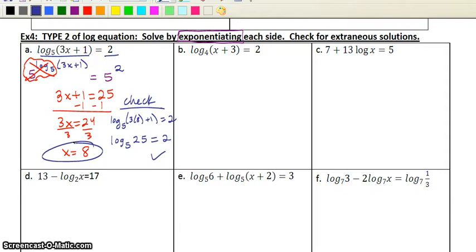Alright, let's do part B. I want to tell you that when I'm doing this, I kind of like to do a shortcut. Instead of this, in this situation, you know how I rewrote everything? When I'm exponentiating, I often like to just write it here.